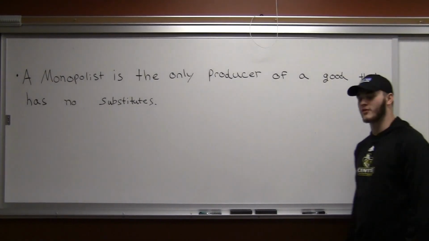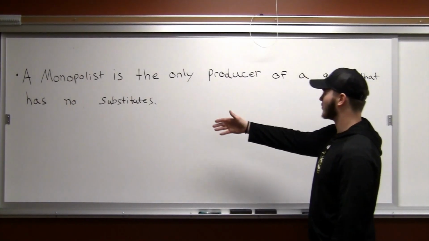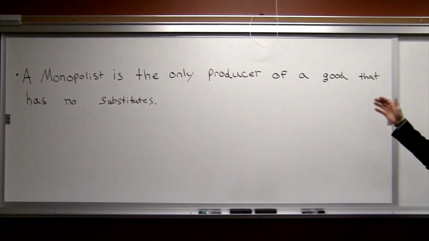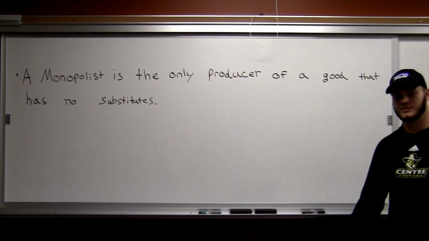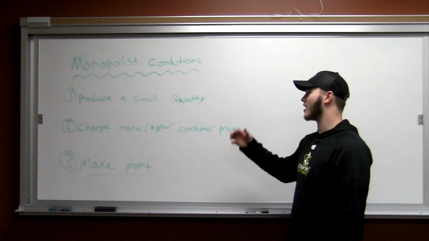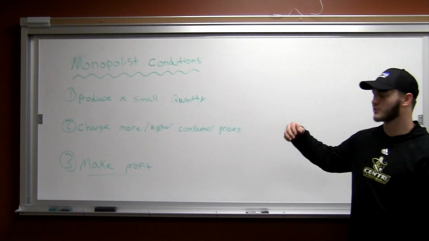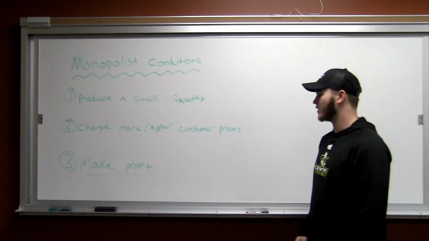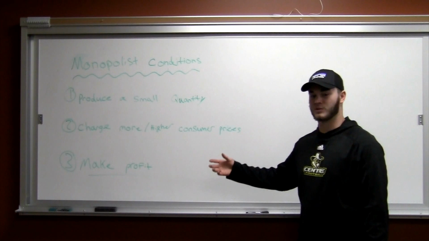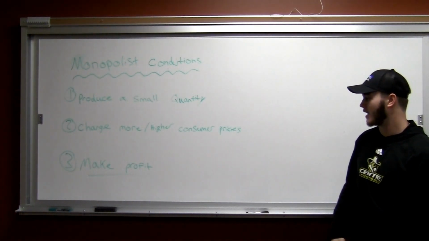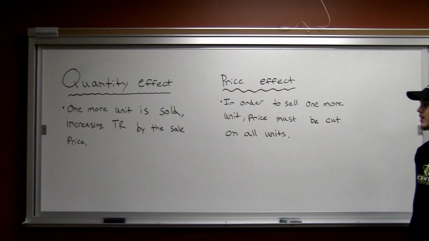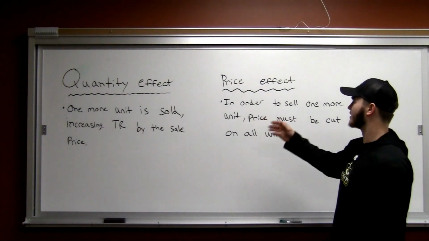A monopoly is a firm owned by a monopolist, which is the only producer of a good that has no substitutes. Some conditions that apply to monopolists are that they will produce a small quantity of the particular good and charge more for it, which leads to higher consumer prices, and off this they will make profit. With monopolies, you have both quantity effect and price effect.